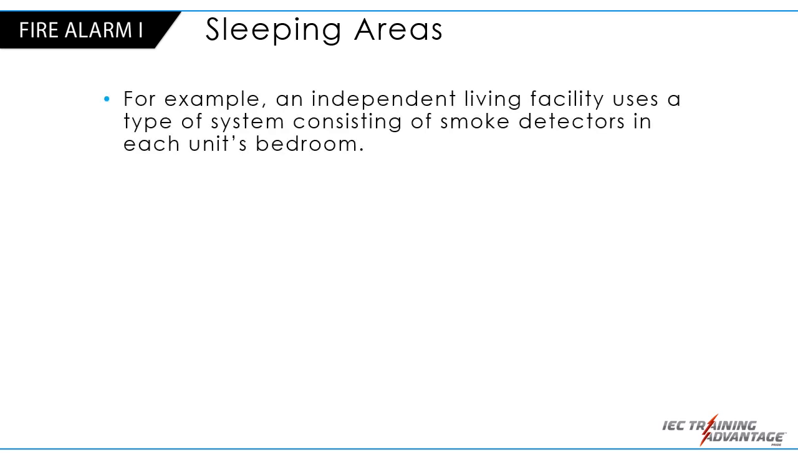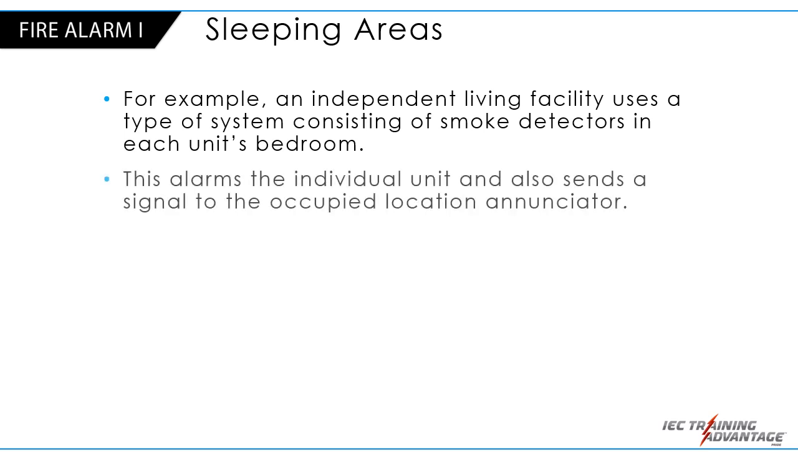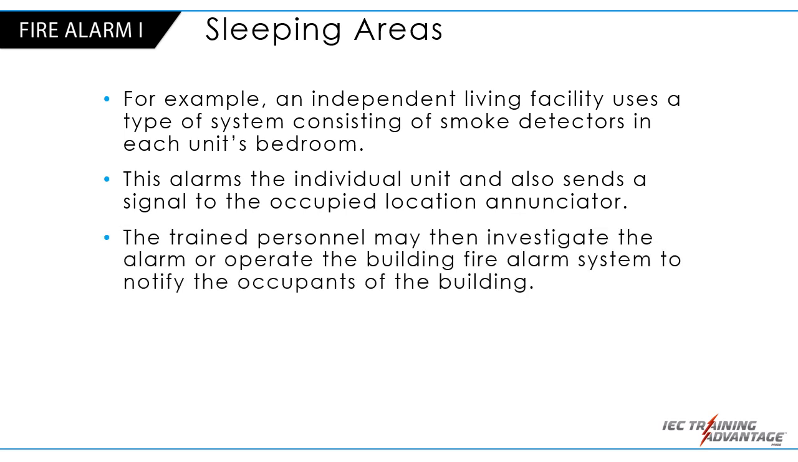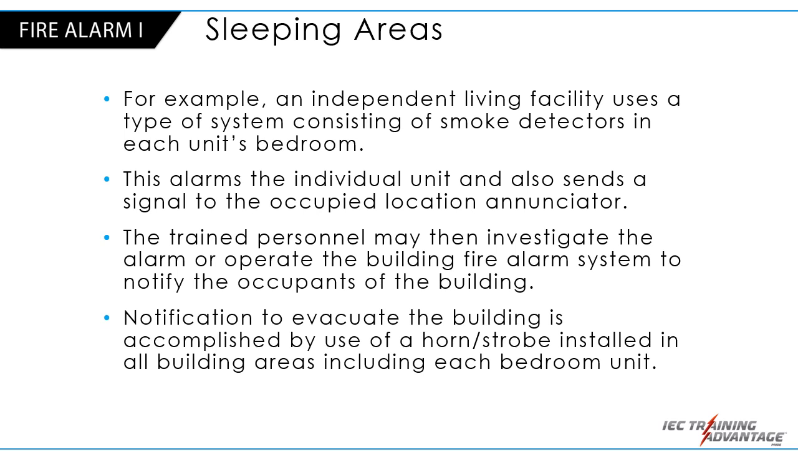For example, an independent living facility uses a type of system consisting of smoke detectors in each unit's bedroom. This alarms the individual unit and also sends a signal to the occupied location annunciator. The trained personnel may then investigate the alarm to operate the building fire alarm system to notify the occupants of the building, and notification to evacuate the building is accomplished by the use of a horn strobe installed in all building areas, including each bedroom unit.